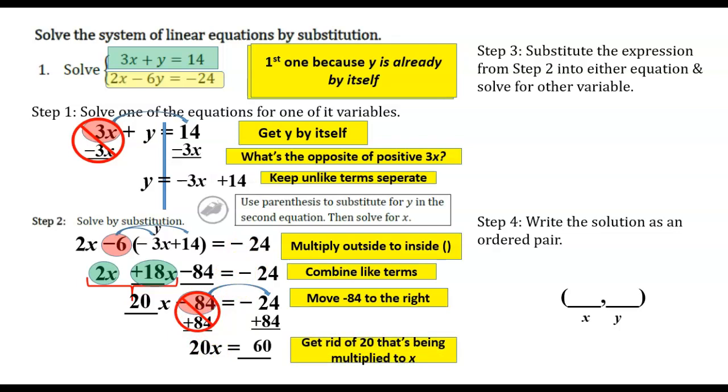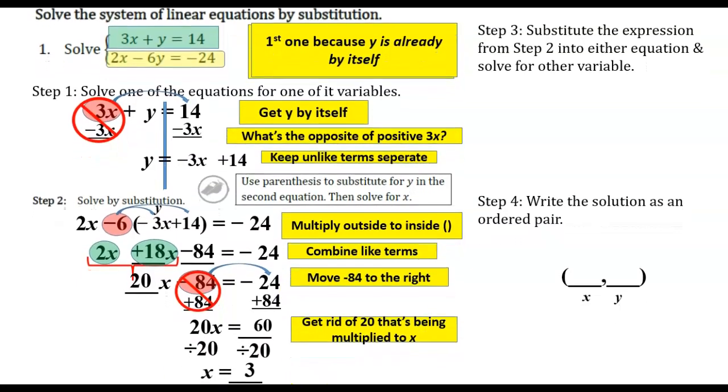So think about it. Let's get rid of 20 being multiplied to x by doing the opposite, which is to divide. So take a moment right now and let's go ahead and work that out. What would 60 divided by 20 be? And hopefully you're working that out and found that x is 3.